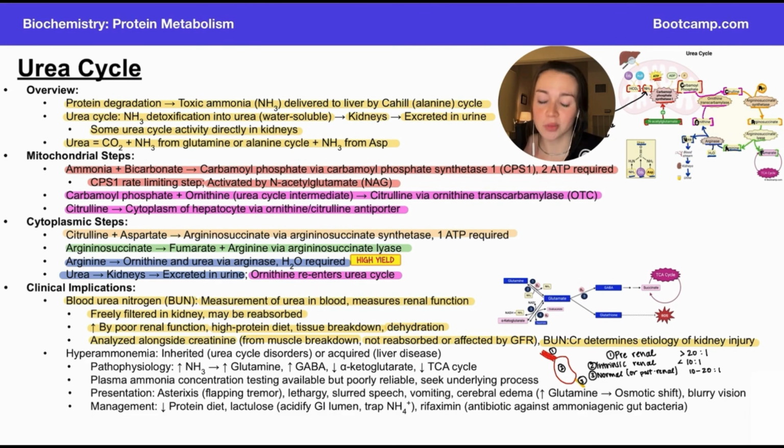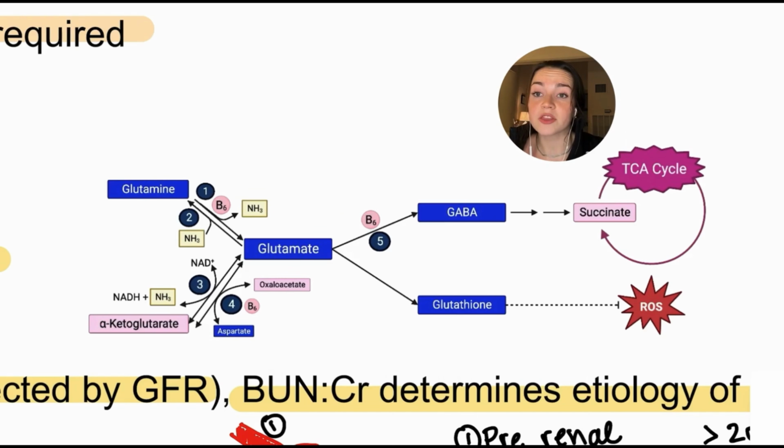Hyperammonemia, or increased ammonia in the blood, can be caused by inherited causes like urea cycle disorders, or it can be acquired in conditions like liver disease, where you can't run the urea cycle because your liver's so sick. If we understand the pathophys of what happens in hyperammonemia, it'll help us to understand some of the symptoms that come along with it. So we're talking about the condition of hyperammonemia, so increased ammonia.